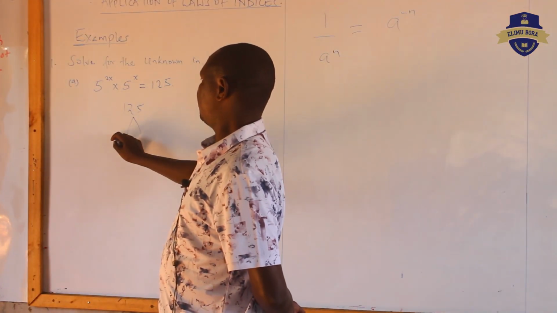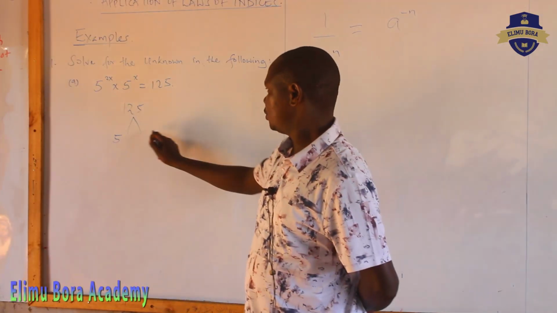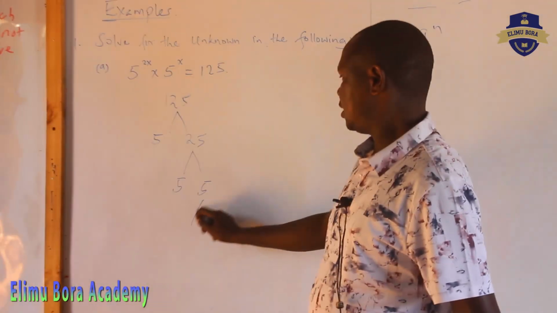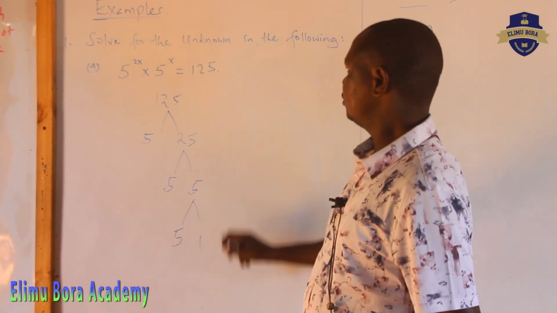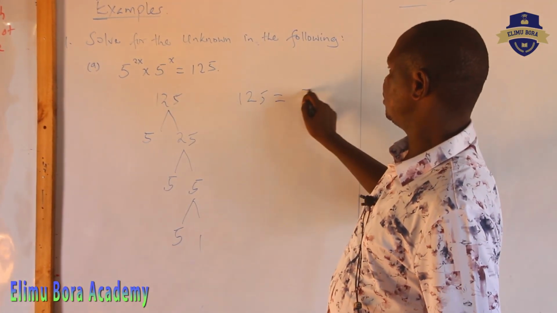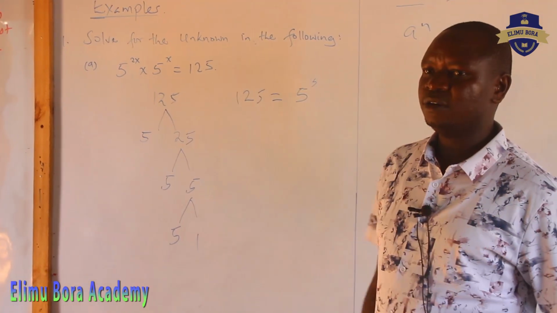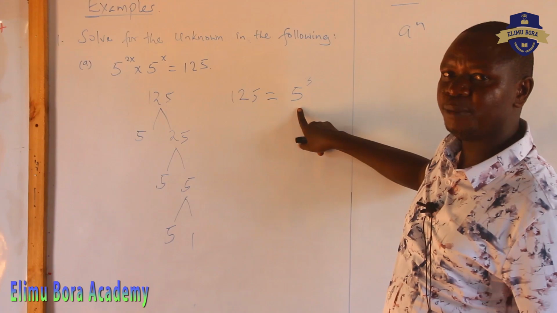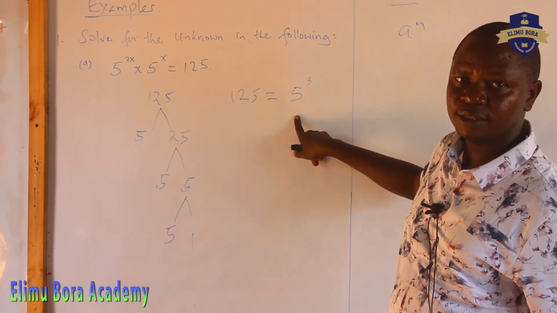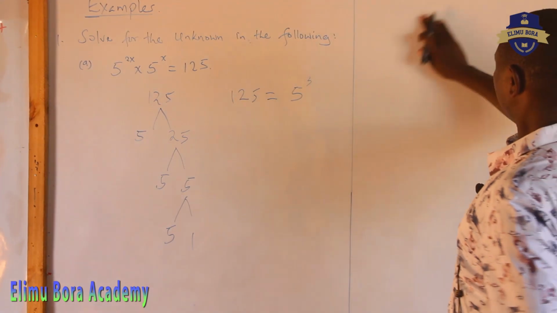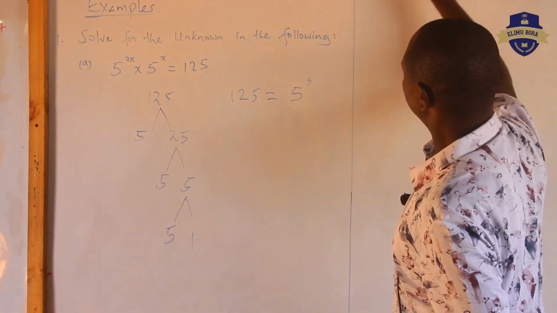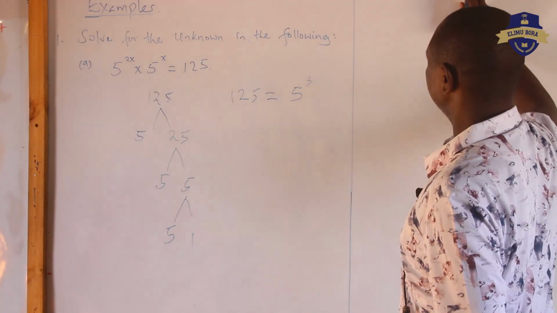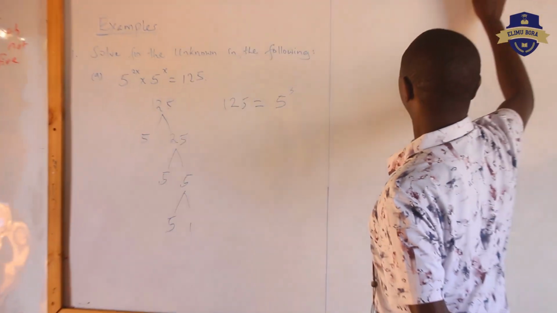So this is what we do. 125. 5 goes there how many times? 25. Again 5. 5. Lastly 5. 1. So 125 is the same as what? 5 power 3. So where there is 125, we substitute with 5 power 3. Are we together? So 5 power 2x times 5 power x is equal to 5 power 3.